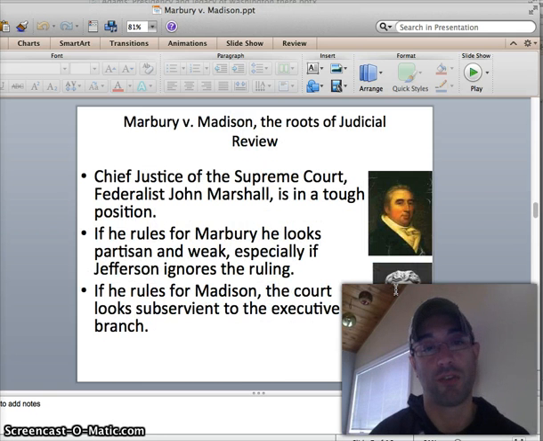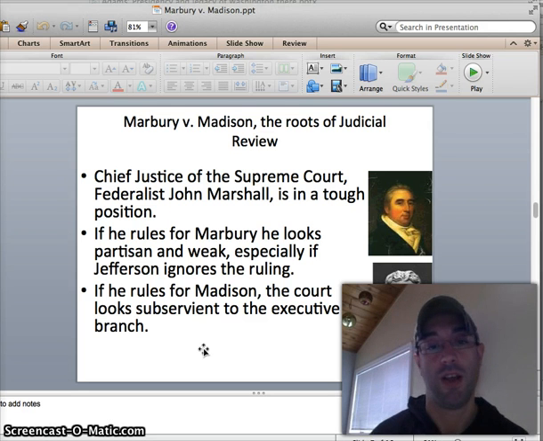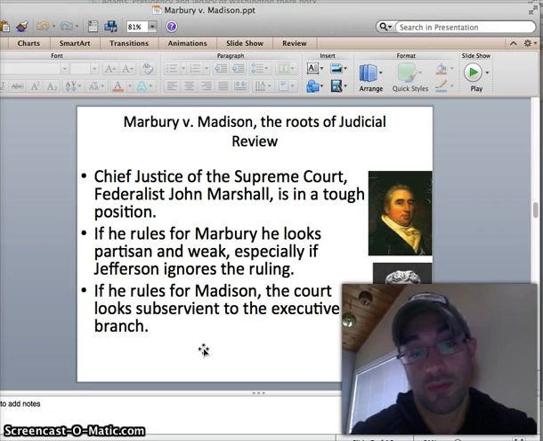So Marshall's in a tough spot, right? If he rules for Marbury, he looks partisan. We know the definition of that now, hopefully, and weak, especially if Jefferson ignores the ruling, because Jefferson might just say, listen, I'm not even going to pay attention to this. The Supreme Court is the weakest of our three branches, as designed by the Constitution, right? And maybe he doesn't even agree with most of what's happening in that world anyway. We know there's a lot of change in the 1800 election, right? And Jefferson is likely to ignore it. So he's a little afraid of that.